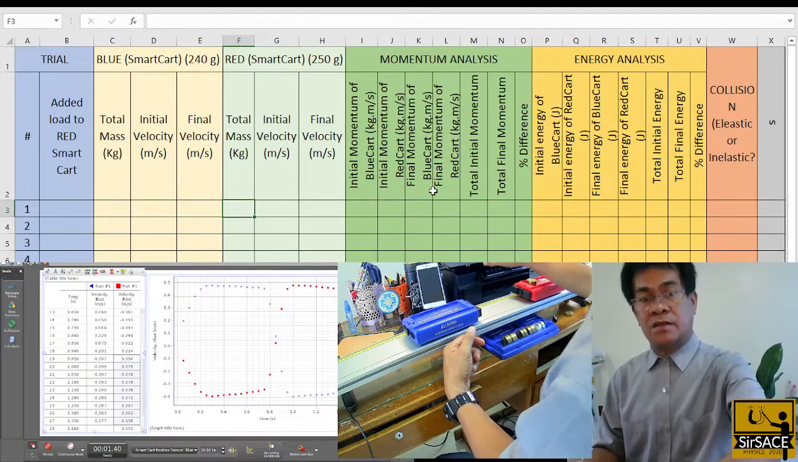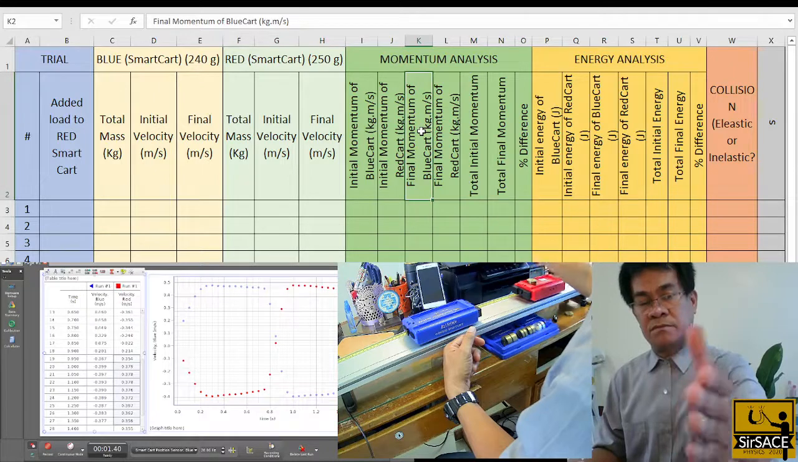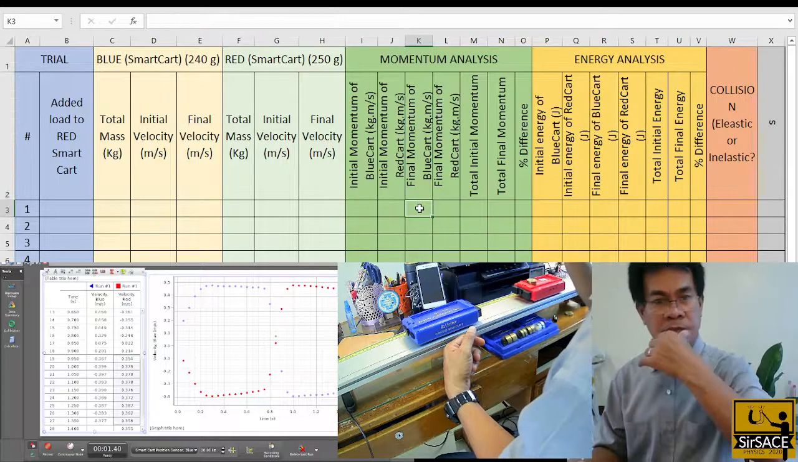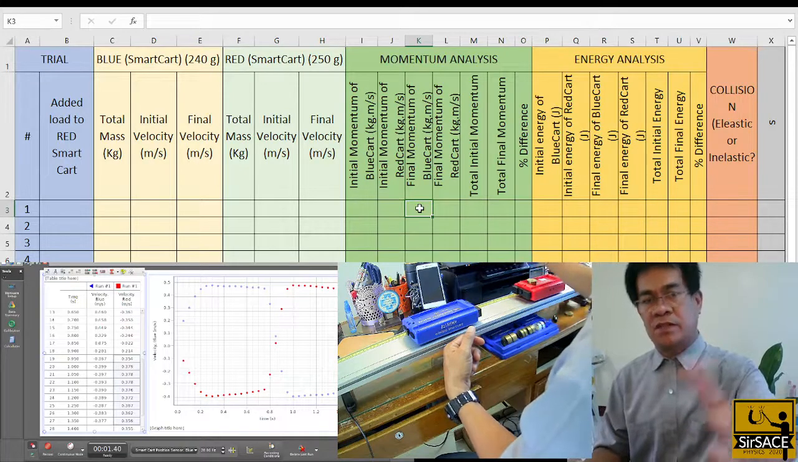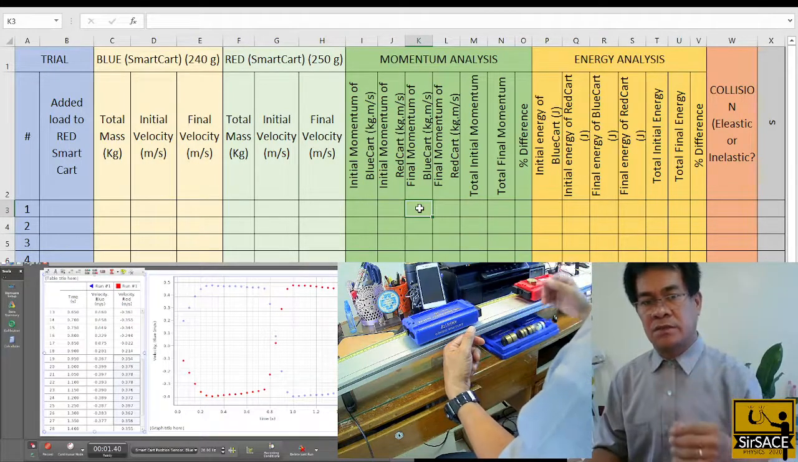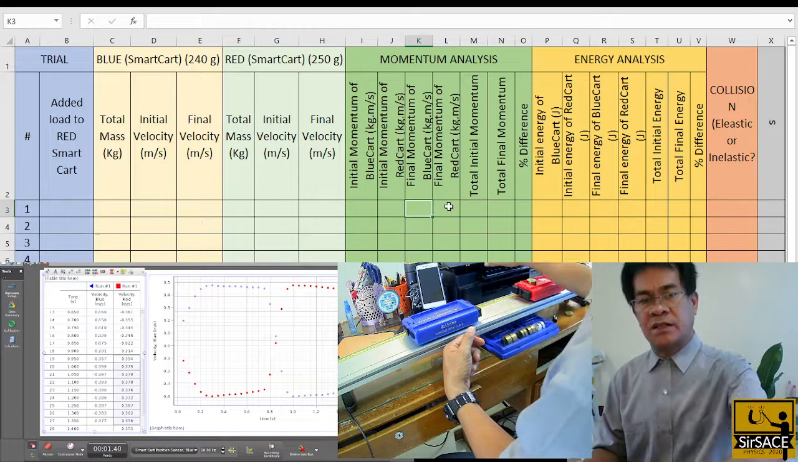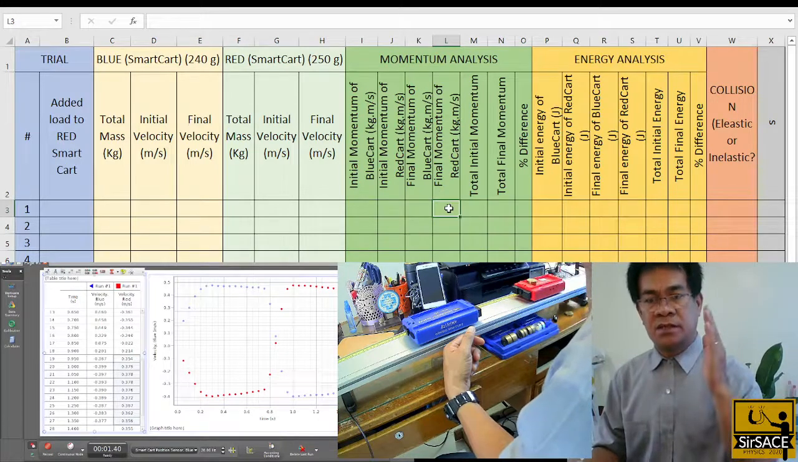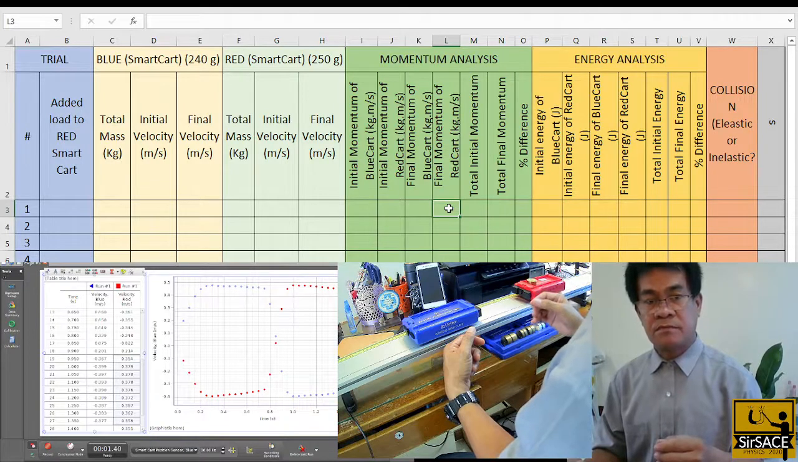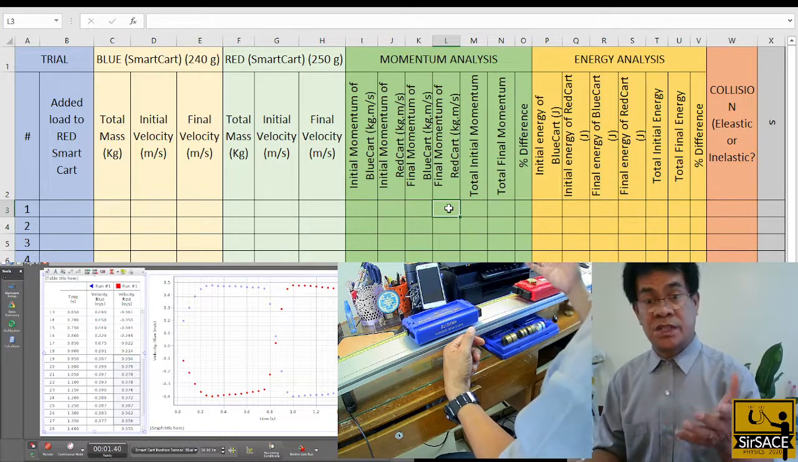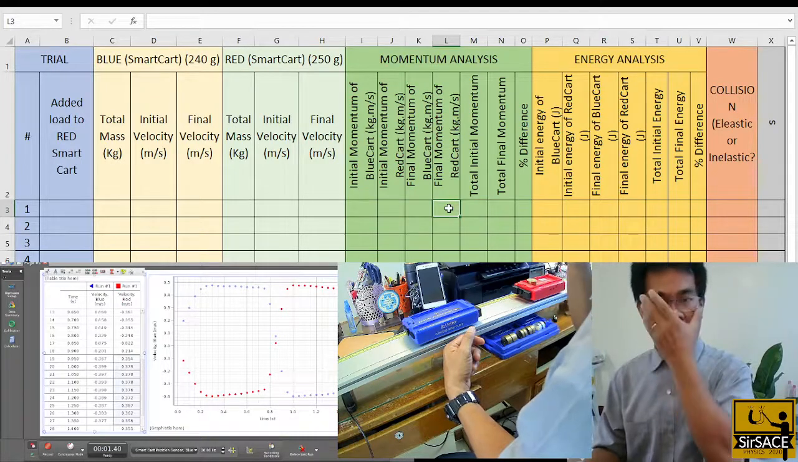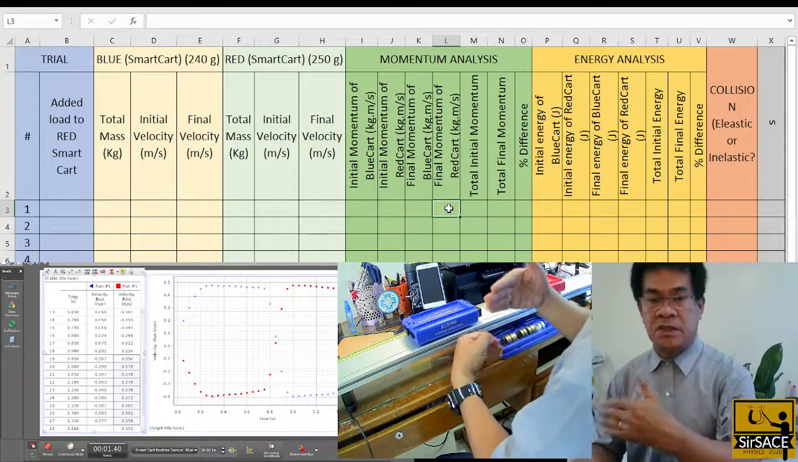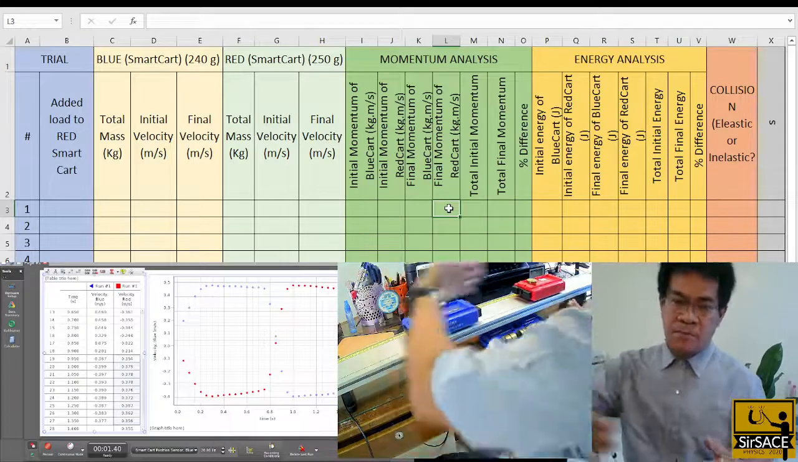Then for the blue card, this should be the final momentum. The final momentum is equal to the mass times the final velocity. Then put the record here. Take note the unit should be kilogram meter per second. And for the final red, do the same mass, but multiply it with the final velocity. Okay? You have to consider the sign. Remember, the sign is negative if it is in the opposite direction, and positive if it is in this direction.